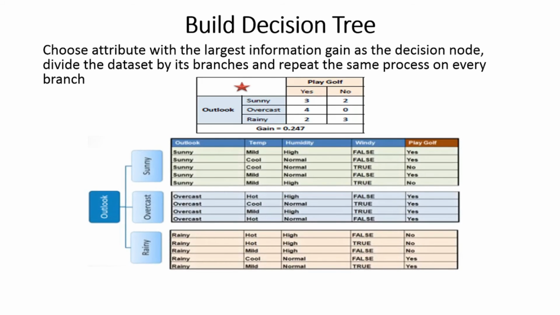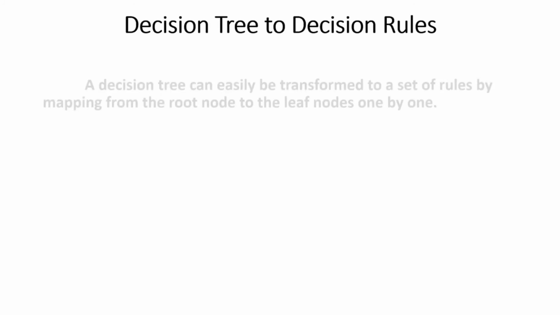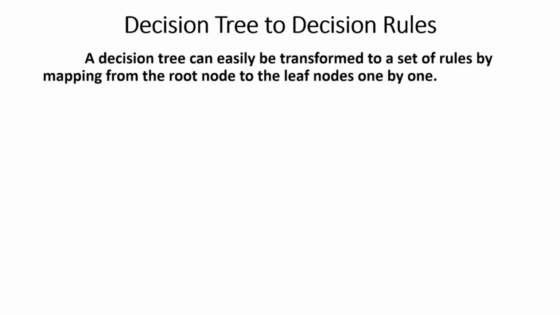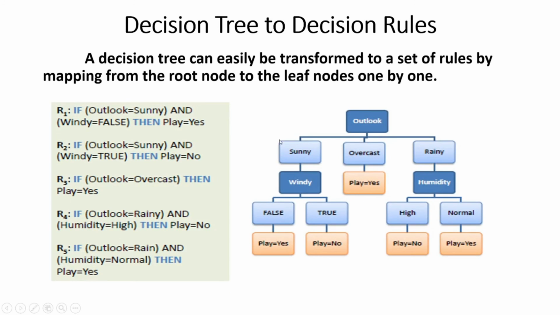As we have considered outlook as the decision node and the root node, we can further classify our data set into sunny, overcast and rainy, and this algorithm runs recursively on each of the leaf branches until all the data is classified. This is how you build a decision tree. The right diagram represents the tree which we have built using the entropy and information.